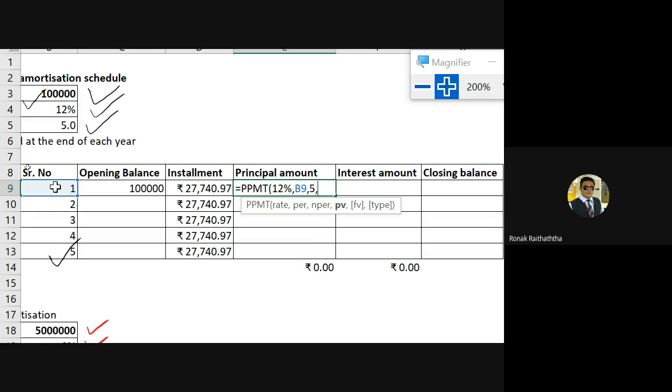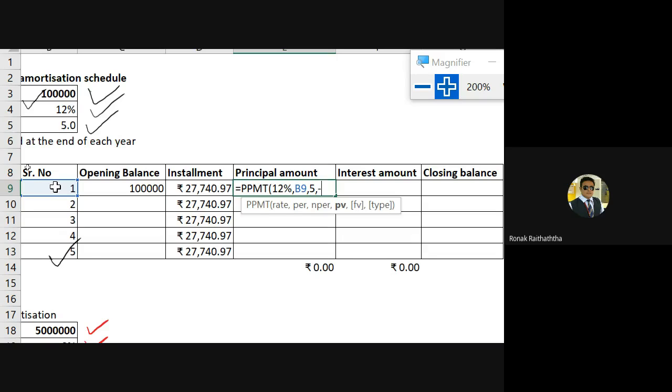Comma. The PV amount is the amount of loan before which I am putting the minus. Let's play a little with Excel, because Excel gives us the answer in minus. We don't want the answer in minus, we want it in positive, so I am putting minus over there in front of the loan amount, and that is also going to remain the same for all the number of periods.